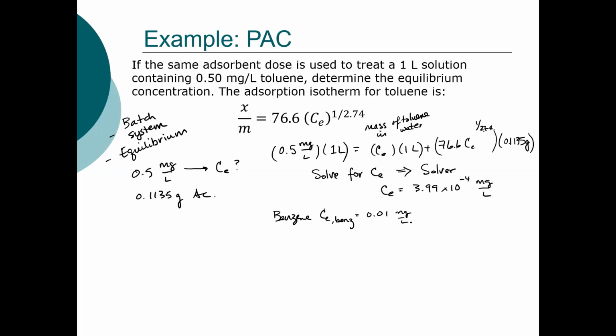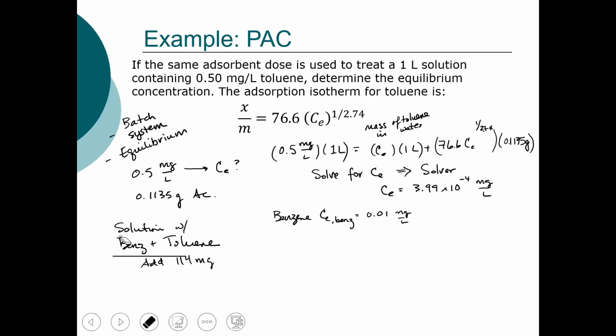If we have these two chemicals in solution together, so we have a solution with both, and we add the same amount of activated carbon. So we add 114 milligrams of activated carbon. Will we end up with the concentrations that we just calculated? Or what potentially can occur when we have both of these chemicals in solution and we add activated carbon? Will they adsorb at different rates? They can adsorb at different rates, exactly. So it may take different lengths of time to reach equilibrium.